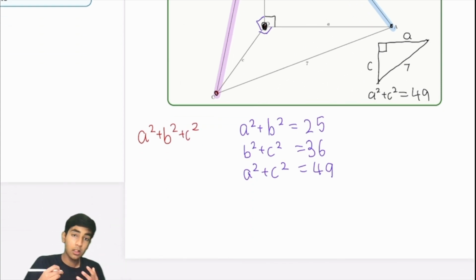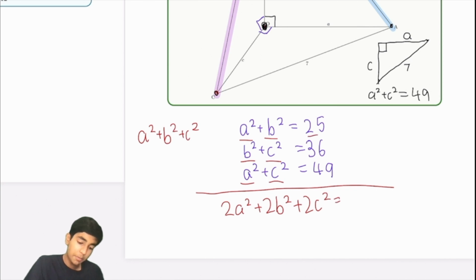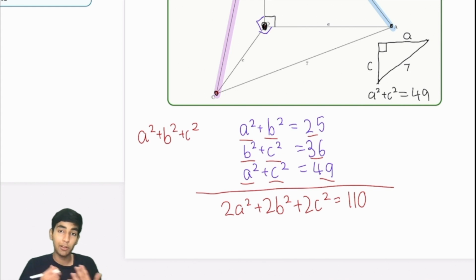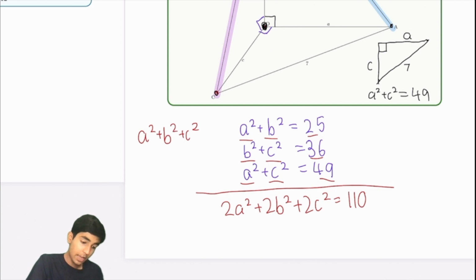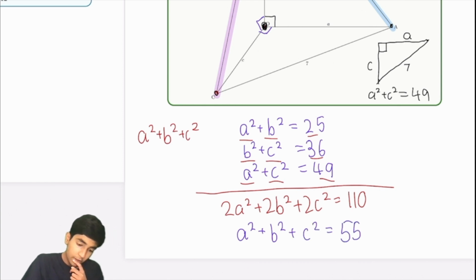And because these 3 equations are symmetric, we can add them up together to form 2a squared, 2b squared, 2c squared equals 25 plus 36 plus 49. That is 110, because 25 plus 36 is 61, and 61 plus 49 is 60 plus 50, 110. And now we divide the whole equation by 2 to get a squared plus b squared plus c squared is 55. Okay, so now we have this quantity, but we're trying to solve for a, b, and c.